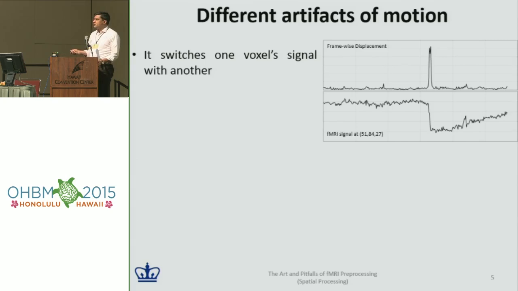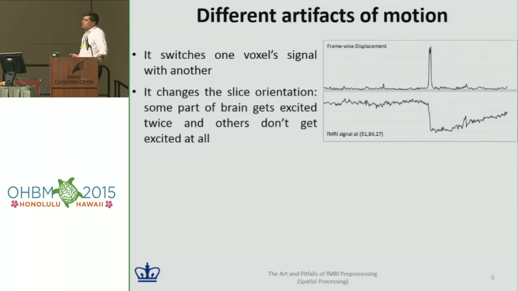So if you look at one particular voxel, you see this. You see clearly that something was happening there, and then it just jumped down and went to another intensity level, and the rest of the signal started from there. And that's the first thing that everybody thinks is happening. But it also changes the slice orientation.